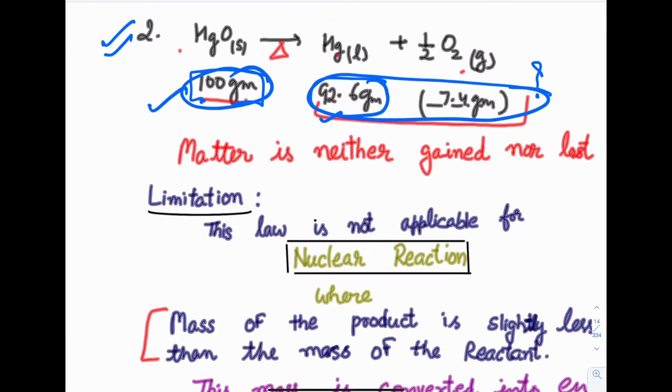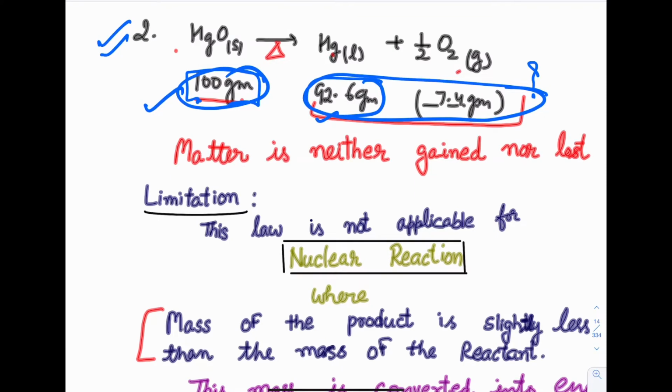So in this way, we can easily know how much product will be formed. Any one of the products we can find out. So matter is neither gained nor lost, but can be changed from one form to another form. But this law has one limitation, especially in nuclear reactions.